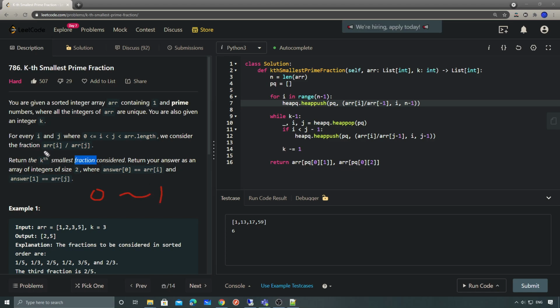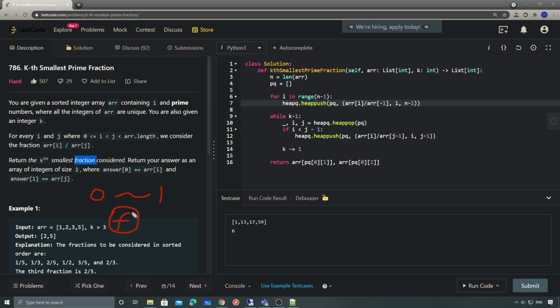Since array i is smaller than array j, all the fractions are in the range of 0 to 1, and we can simply search for this fraction in this range. Given a fraction here, we want to count how many pairs, how many fractions, are smaller than the current f, right?